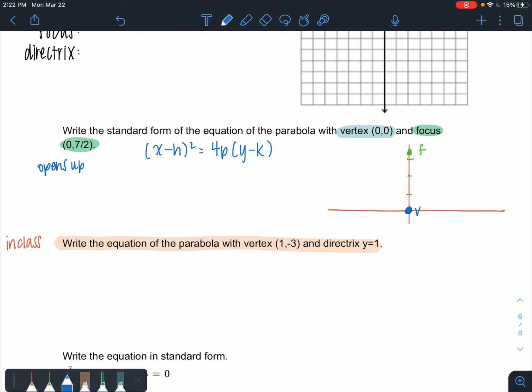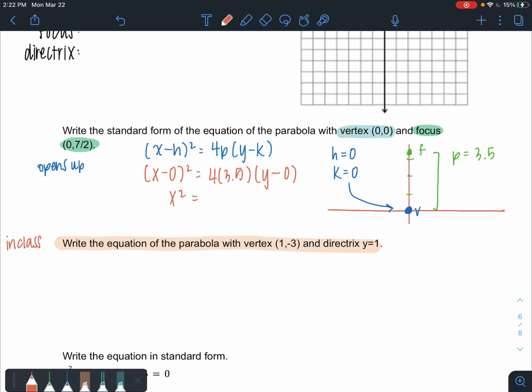All right, so h is equal to 0 and k is equal to 0 because of this vertex right here. And then my focus is p away from there, so p is equal to 3.5, which is the 7/2. So then I'm just able to plug all that stuff into my equation. So I have x minus 0 squared equals 4 times 3.5 times y minus 0.